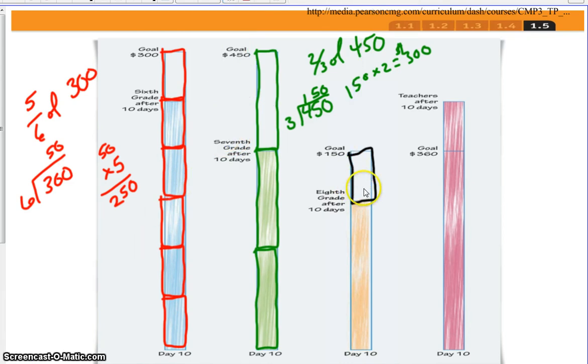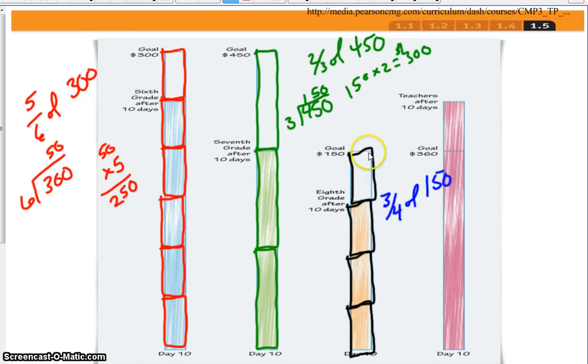Okay, so we're going to do the same thing with the 8th graders, using what we don't have done to help us figure out what we do have done. So we're going to copy and paste that a few times and drag it over here. So there's 1, and we would do 2, and 3. So it looks like they've raised roughly 3/4 of their goal. So 3/4 of 150. Okay, and again, we'd find the dollar amount in a very similar way.